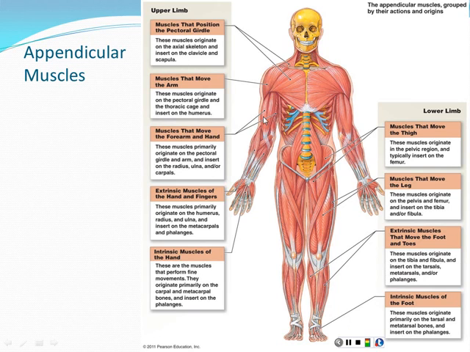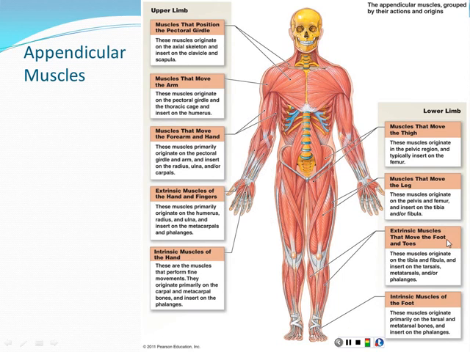Muscles that move the arm, so that's the humerus. Muscles that move the forearm and hand. And then the extrinsic and intrinsic muscles of the hand. So the muscles that move the fingers, essentially, are found there at the end.